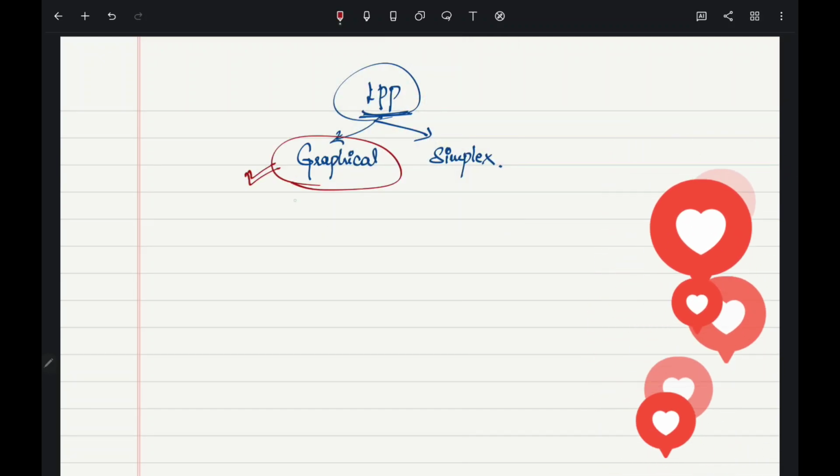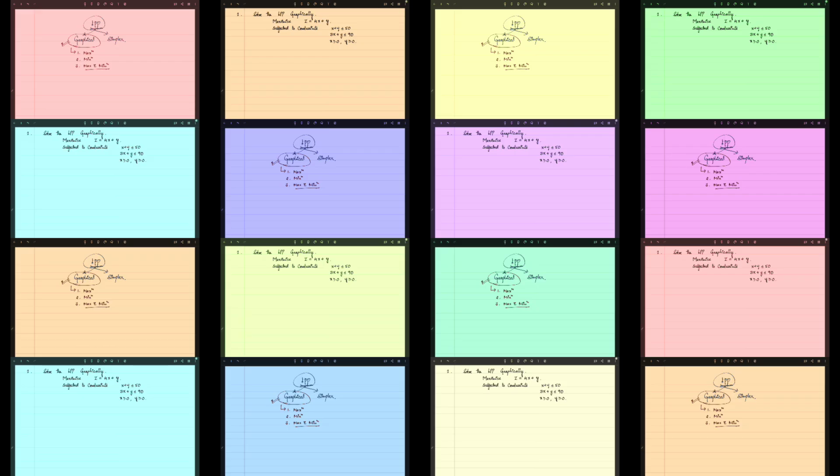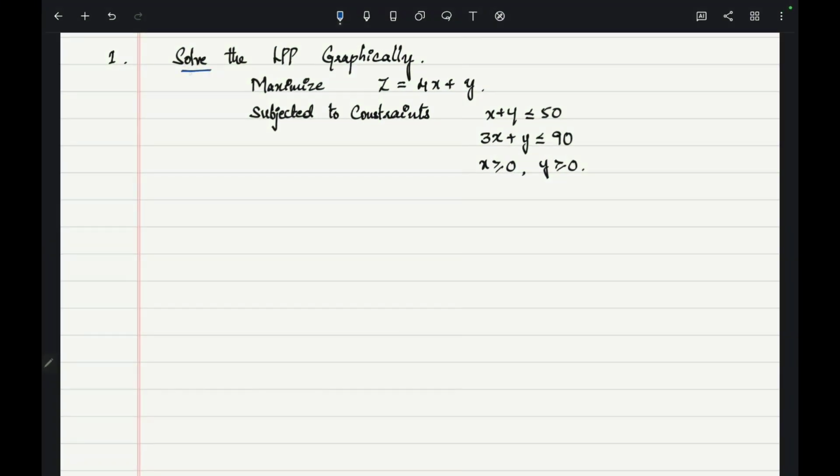So, we will be solving problems related to first the maximization, second one related to minimization of the objective function, and third one having both the maximization and the minimization of the objective functions. So let's move ahead with the problem. We will be having it as solve LPP graphically where we have to maximize.